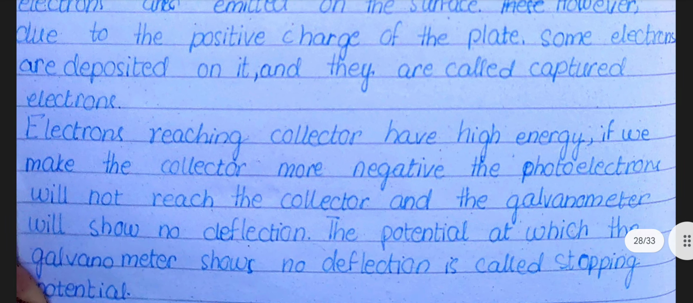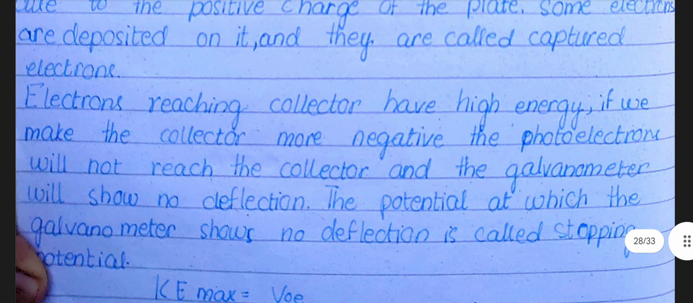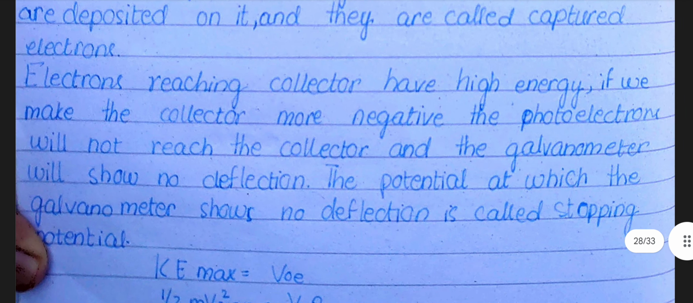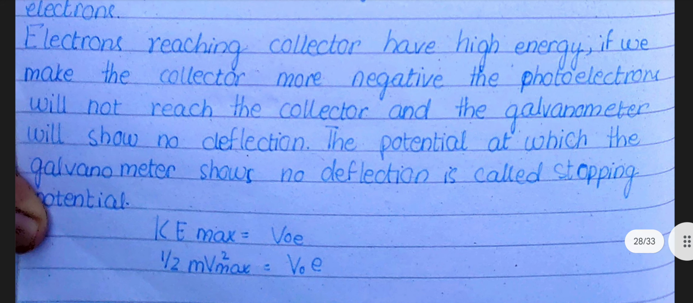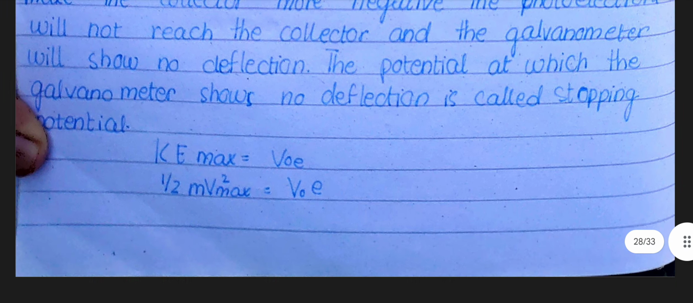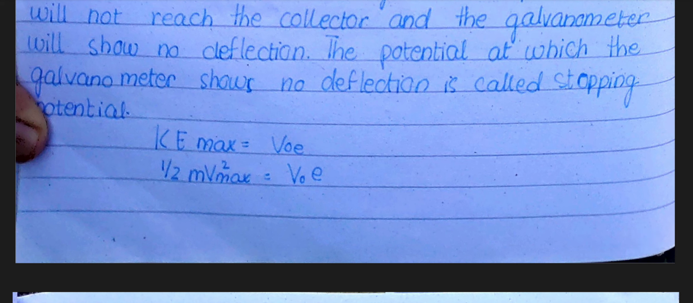If we make the collector more negative, the photoelectrons will not reach the collector and the galvanometer will show no deflection. The potential at which the galvanometer shows no deflection is called the stopping potential. KE max equals V naught e.